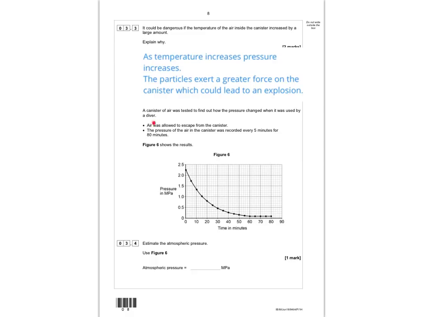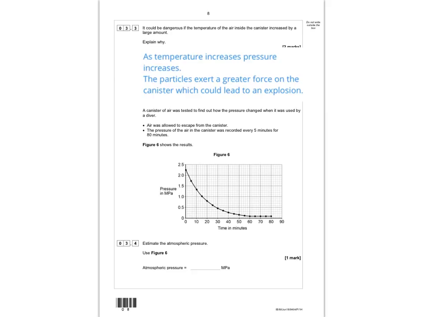So now it says that a canister of air was tested to find out how the pressure changed when it was used by a diver. Air was allowed to escape from the canister. The pressure of the air in the canister was recorded every 5 minutes for 80 minutes. And it says figure 6 shows the results. Estimate the atmospheric pressure using figure 6.